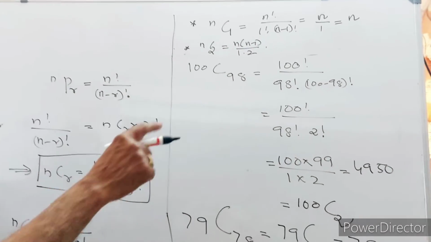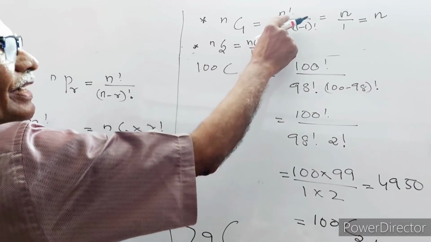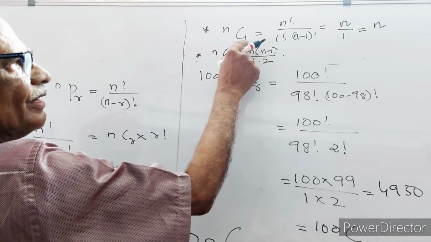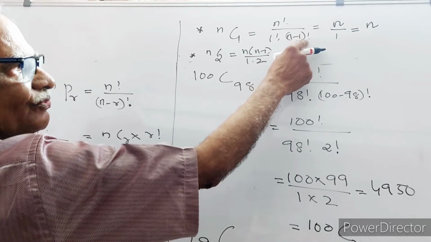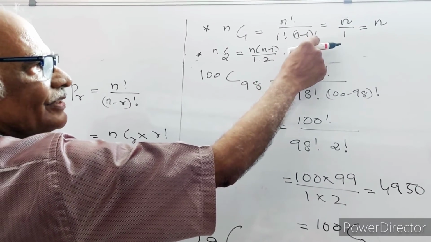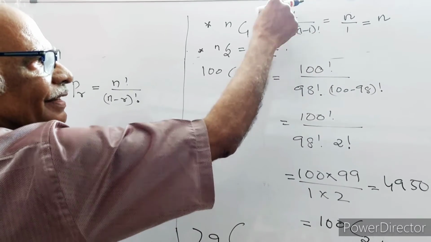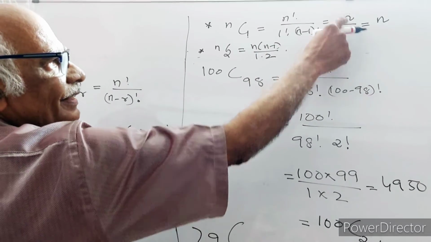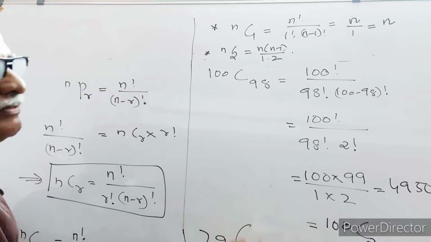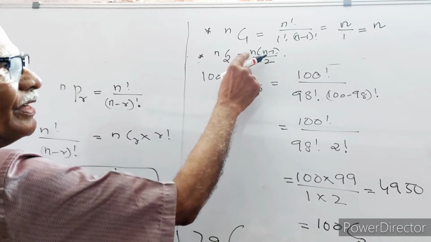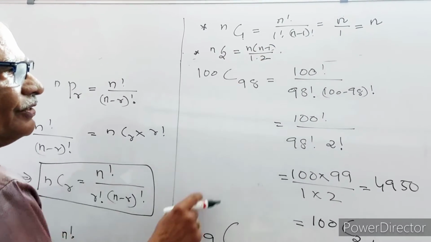Now we move to this. nC1 is factorial n by factorial 1 into factorial (n-1). So factorial (n-1) will cancel with the factorial n, giving only n. So finally it is n divided by 1, or n. Similarly, nC2 is n into (n-1) by 1 into 2.